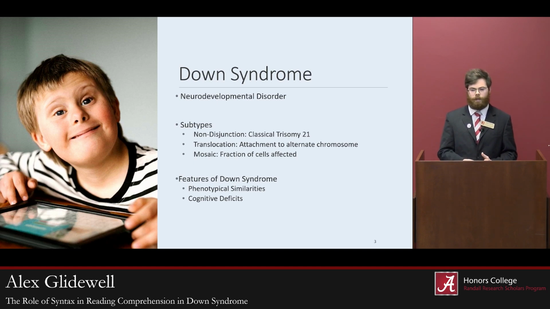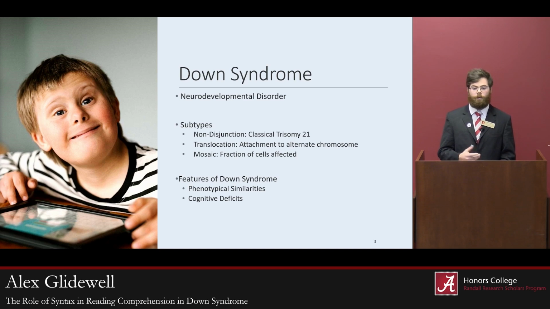And the last major subtype is mosaic Down syndrome. A fraction of the cells are affected. The zygote itself is normal, but the distribution of chromosome 21 is abnormal. So some cells are perfectly normal, while the others have trisomy 21.